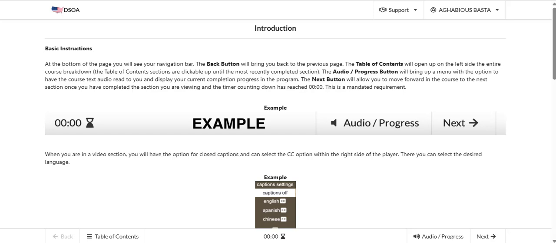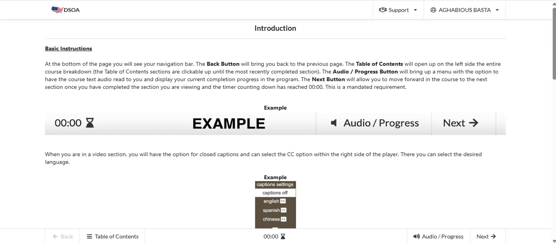The next button will allow you to move forward in the course to the next section once you have completed the section you are viewing and the timer counting down has reached 0. This is a mandated requirement. Example. When you are in a video section, you will have the option for closed captions and can select the CC option within the right side of the player. There you can select the desired language.